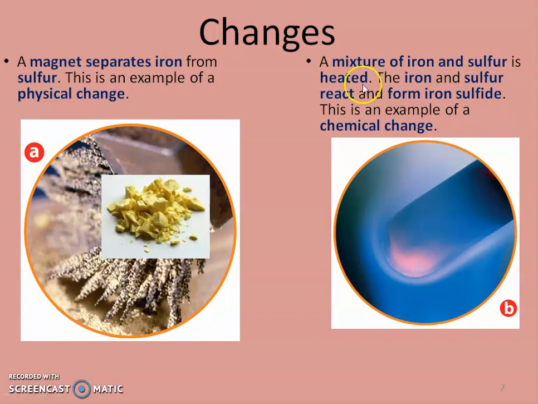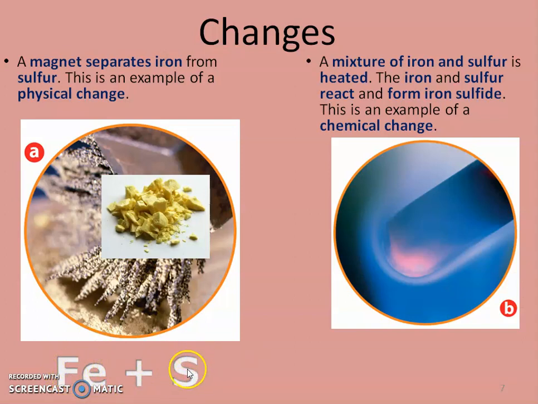However, if we add some heat, if the mixture of iron and sulfur together would be heated, the iron and the sulfur will react to form what's called iron sulfide. So now we have a totally different substance. So we've taken 2 elements. How do I know this is an element? One capital letter on the periodic table.